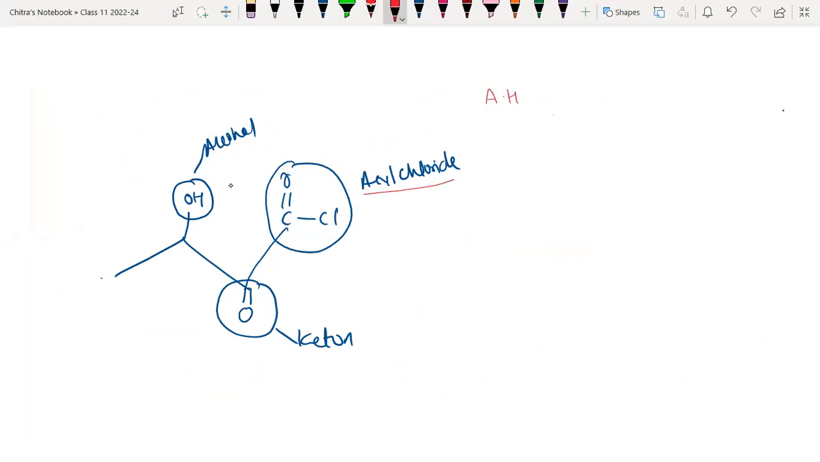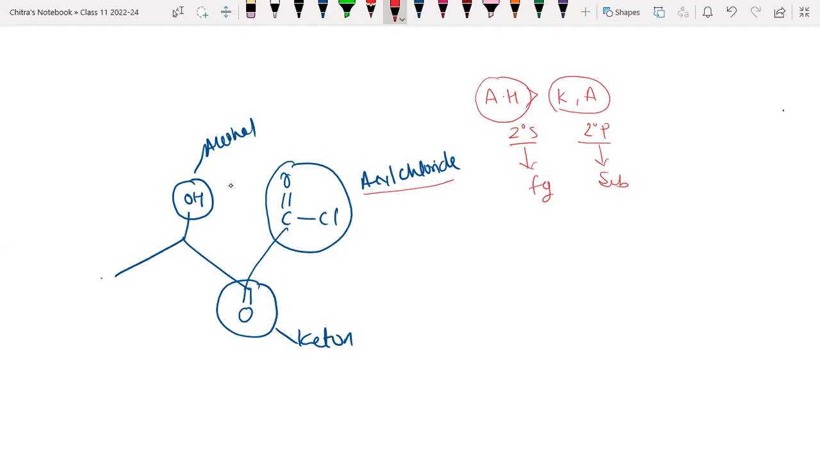So I'm writing here, acid halide has more priority than ketone and alcohol. So that one is going to be the secondary suffix, and these two will go as secondary prefix. Secondary prefix means substitution, and secondary suffix means functional group. So again, we have to number the carbon atoms.